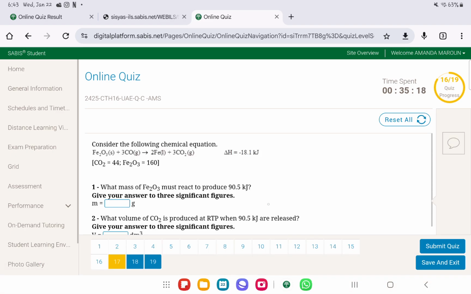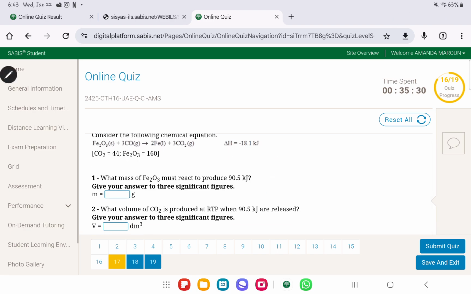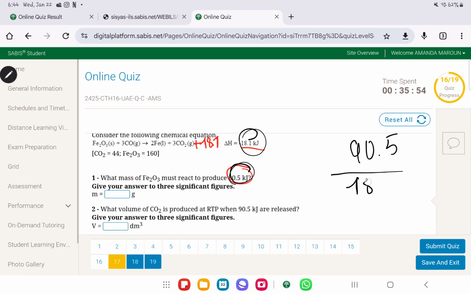Moving on to question number 17. What mass of Fe2O3 must react to produce 90.5 kilojoules? This doesn't mean anything. This just means that it is plus 18.1 kilojoules over there. So what mass must react to produce 90.5? Very simply, you take the given energy divided by the original energy. 90.5 divided by 18.1, you are gonna get an answer of 5.